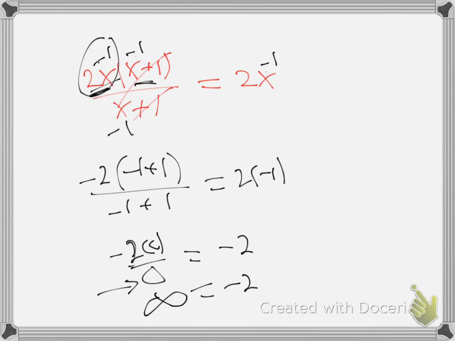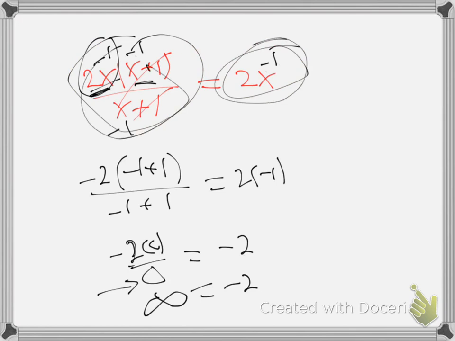Infinity doesn't equal -2. So this equals that, except when the denominator is zero. So these are not really always equal. They're almost always equal, except for the value of x that makes the denominator zero. Now, do we really have to worry about that? Yes. Hardly ever, but here is a time.